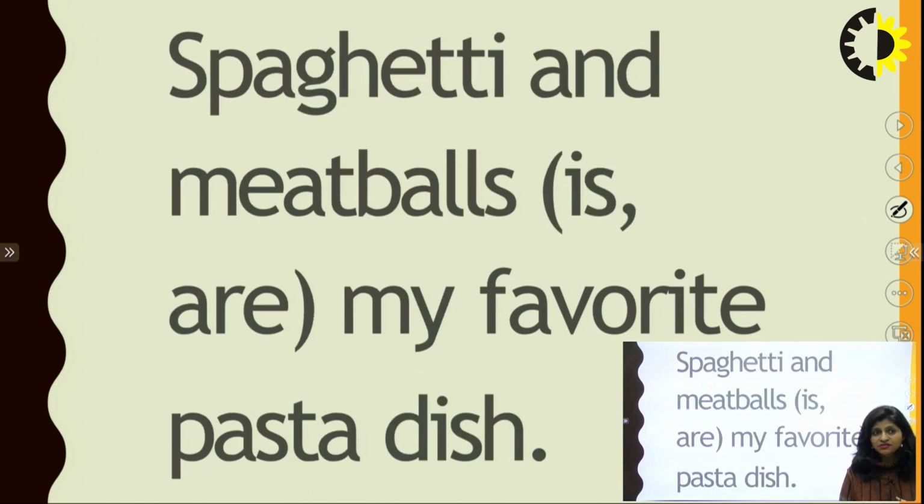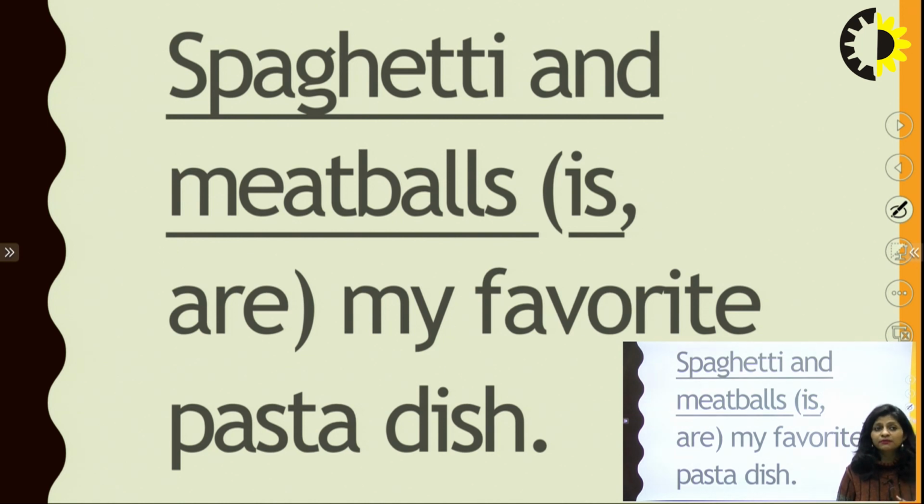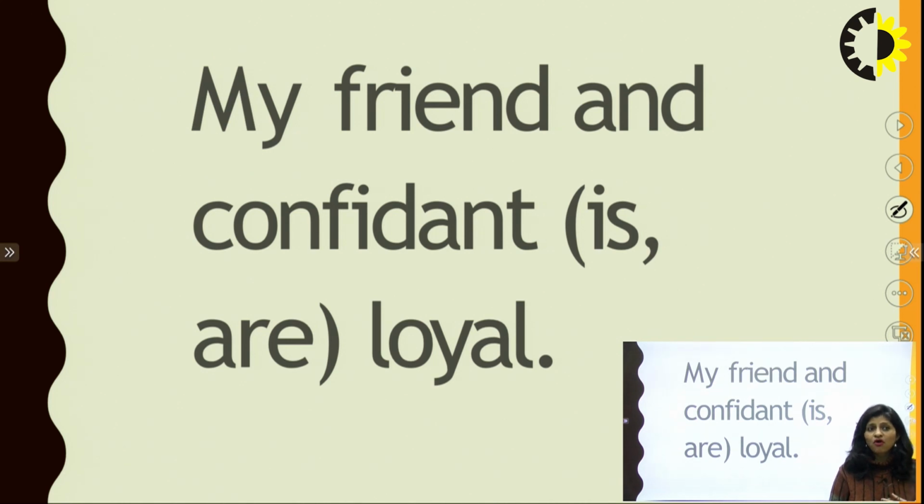Spaghetti and meatballs is or are my favorite pasta dish? Again the same type of sentence. We consider it a singular subject, and we are going to use a singular verb here. Spaghetti and meatballs is my favorite pasta dish. My friend and confidant is or are loyal? Here my friend is the same person I am referring to, he is my confidant also, right? So I will consider it a singular subject. My friend and confidant is loyal, because I am referring to the same person, both qualities.